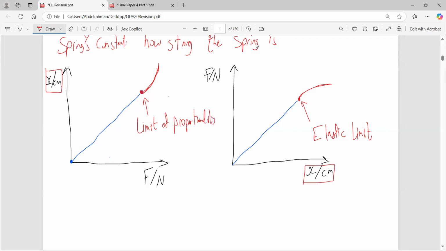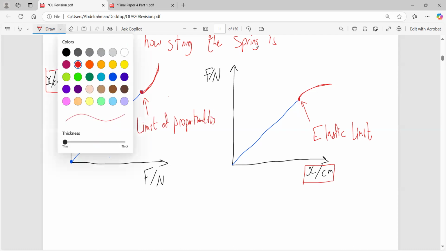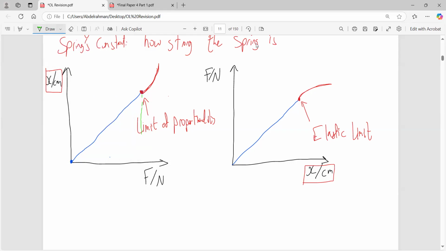So if it says, for example, that the elastic limit of this spring is at 50 newtons, and you add a force of 60 newtons to this spring, what happens? It will plastically deform, meaning that it will no longer return to its original shape. Elastic deformation means that I can change the shape and then it will return to its original shape.